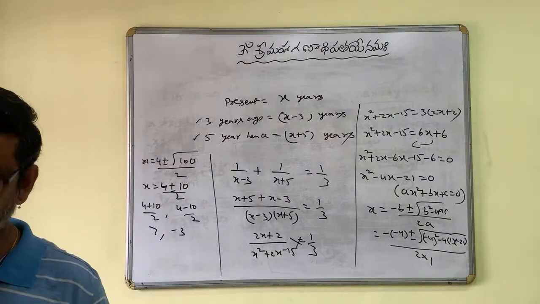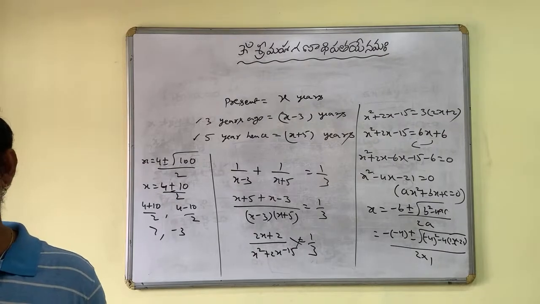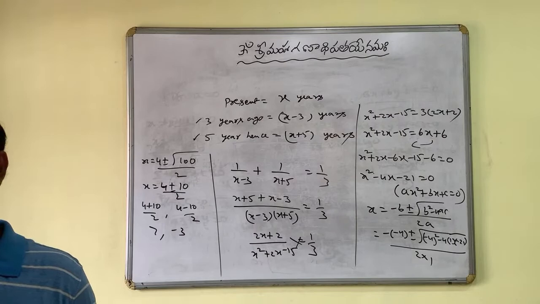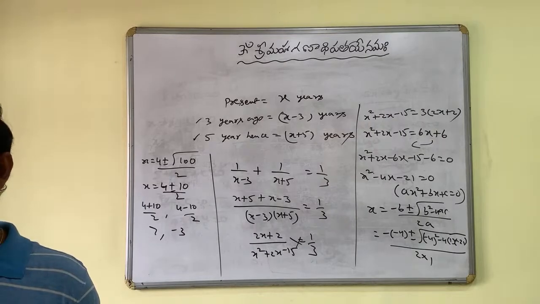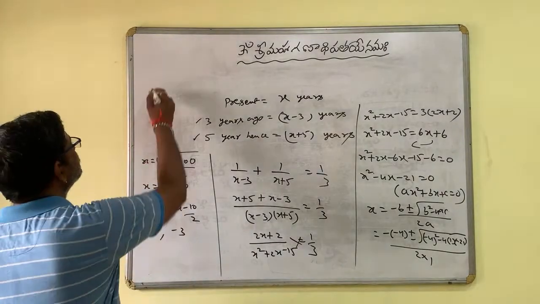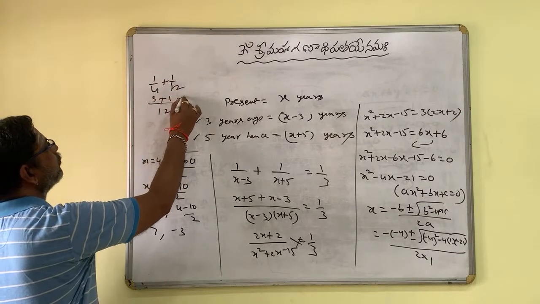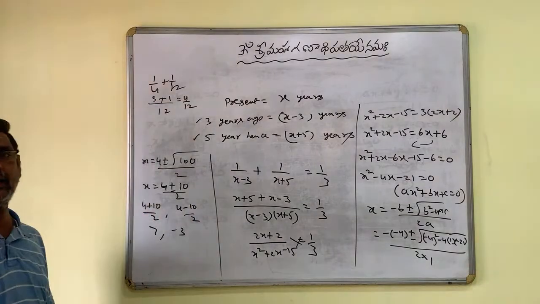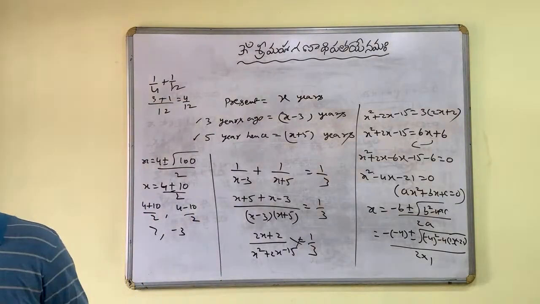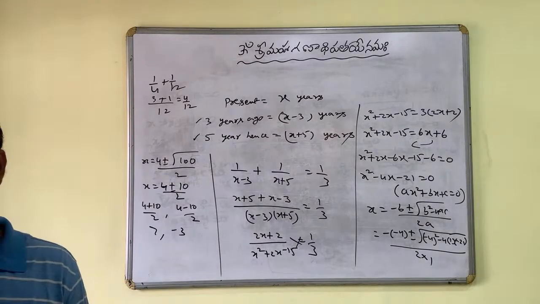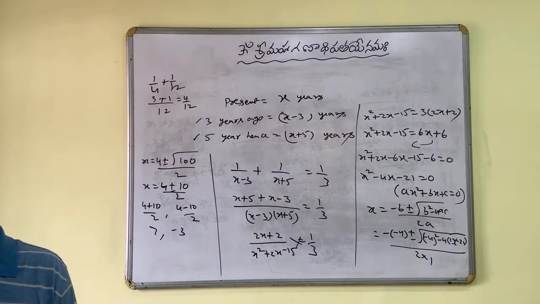Okay, children. You can observe that 1 by 4 plus 1 by 12 is 1 by 3 only. The LCM is 12: 3 plus 1, 4 by 12, which is 1 by 3 only. That means our answer is right. The value we got is right. 3 years ago his age was 4 years, and 5 years from now his age is 12 years. So 1 by 4 plus 1 by 12 is 1 by 3.